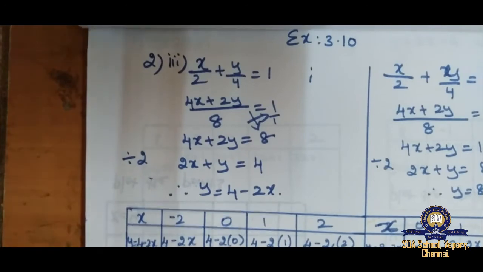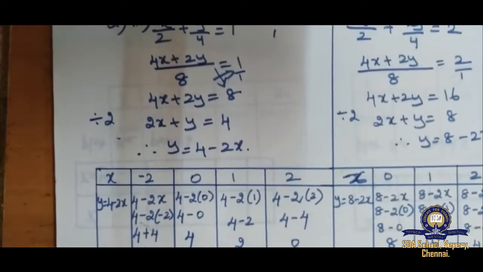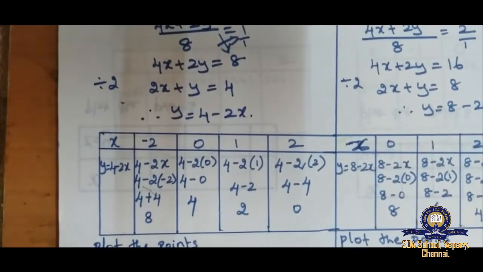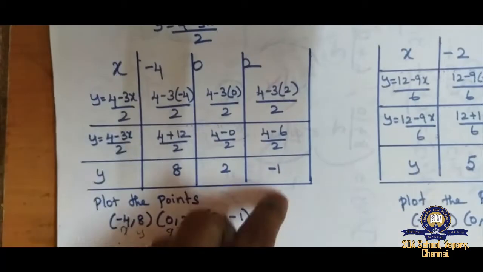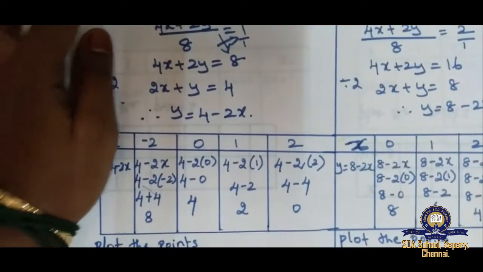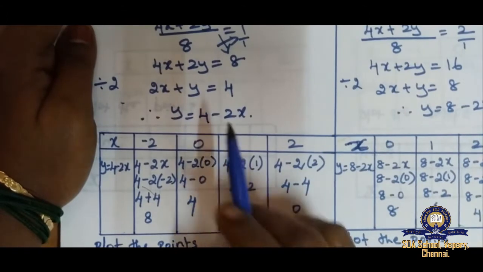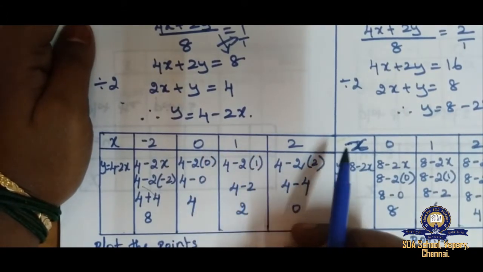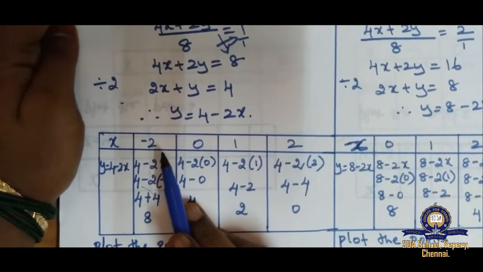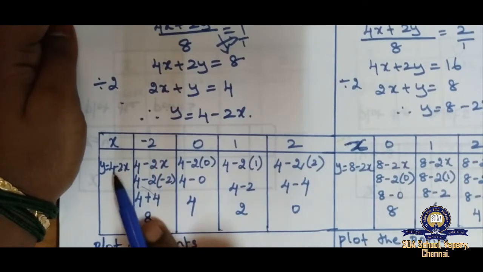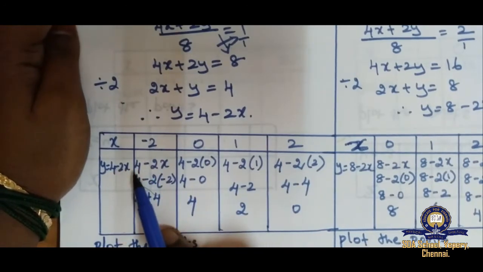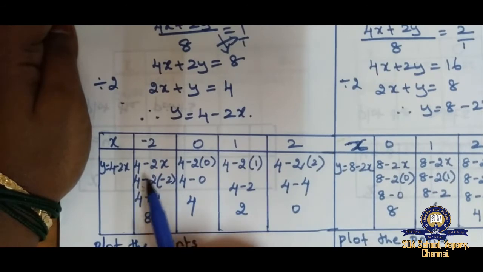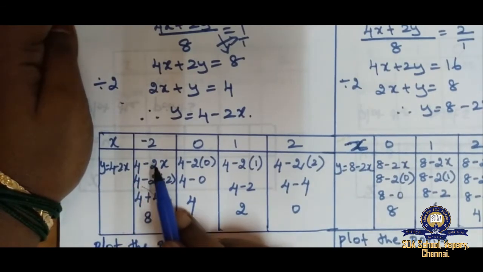After that, our usual procedure, the tabular column format. x is equal to, we can assume any values. So I have assumed x equal to minus 2, 0, 1 and 2. If I substitute minus 2, y is 4 minus 2x, right? So I have to write 4 minus 2x. I will substitute here itself in the column. So 4 minus 2 into, instead of x, I have written minus 2.